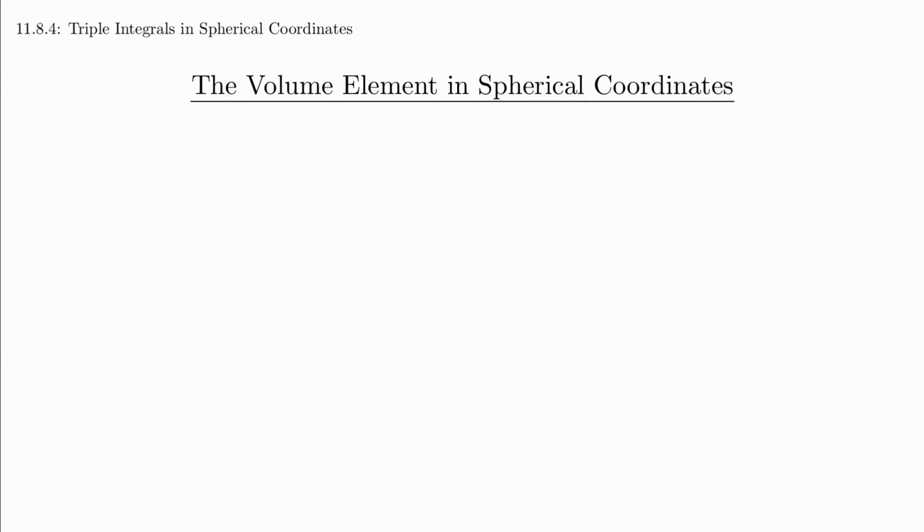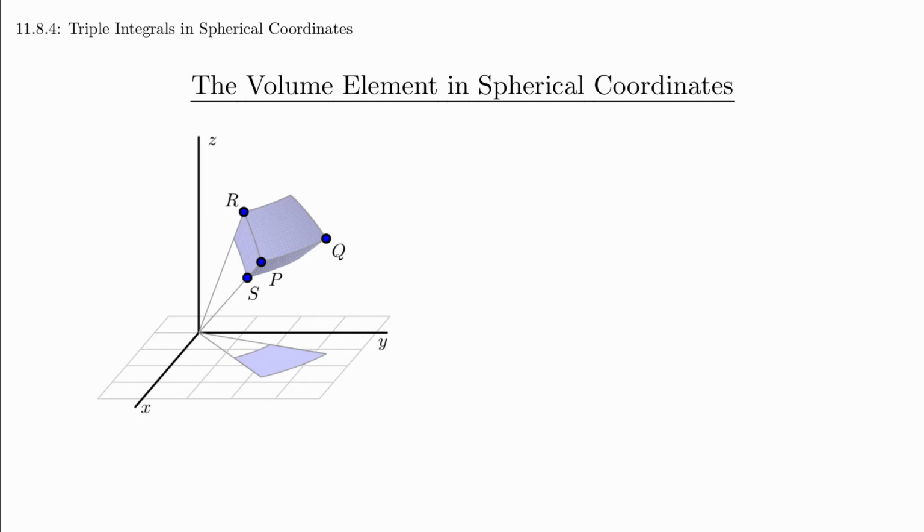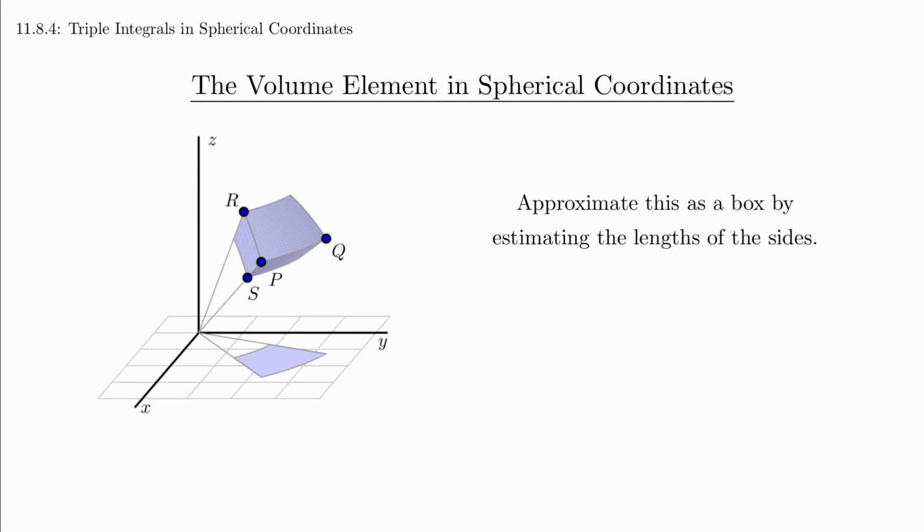Activity 11.8.6 walks you through the derivation of the volume element in spherical coordinates. We're going to leave it as an activity instead of working through it because it's a good culminating challenge as we approach the end of the book. The basic idea is that we're approximating the volume with a box, and you need to think about the lengths of the three dimensions. Everything else is just figuring out how to approximate those values. The end result is that dV is equal to rho squared sine phi d rho d theta d phi.